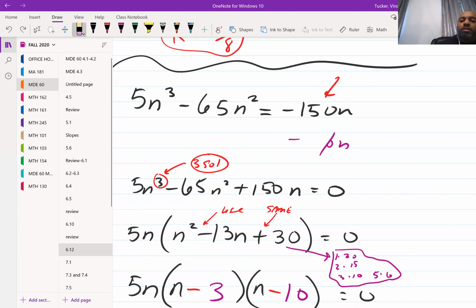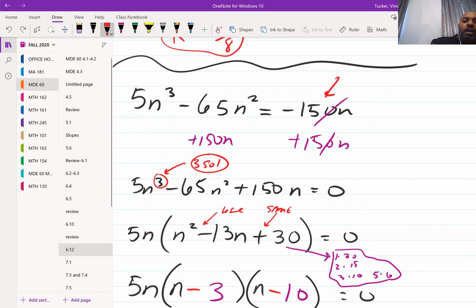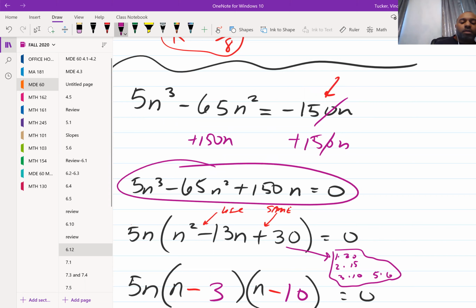Erase some of this. So this is our problem right here: 5n cubed minus 65n squared minus 150n. So first thing we recognize is that we don't have one side equal to 0. So we want to change that by adding 150n to both sides. That gives us this: 5n cubed minus 65n squared plus 150n equal to 0.